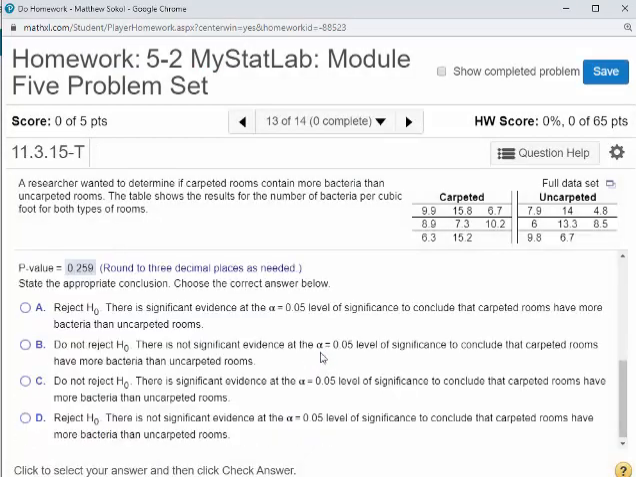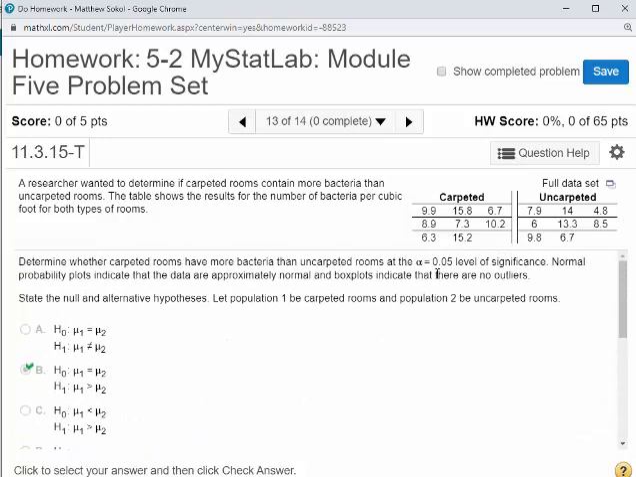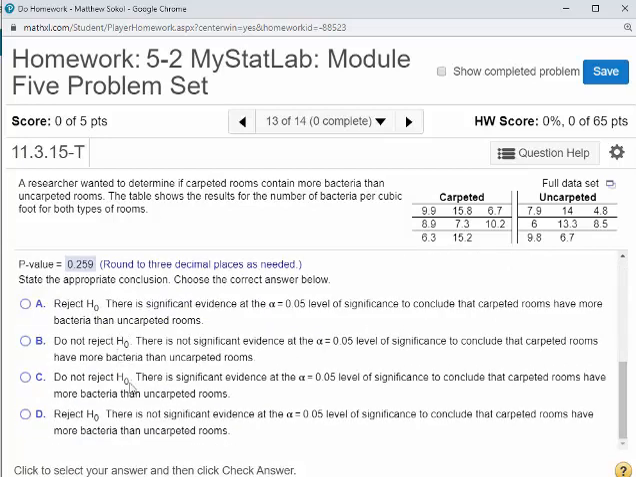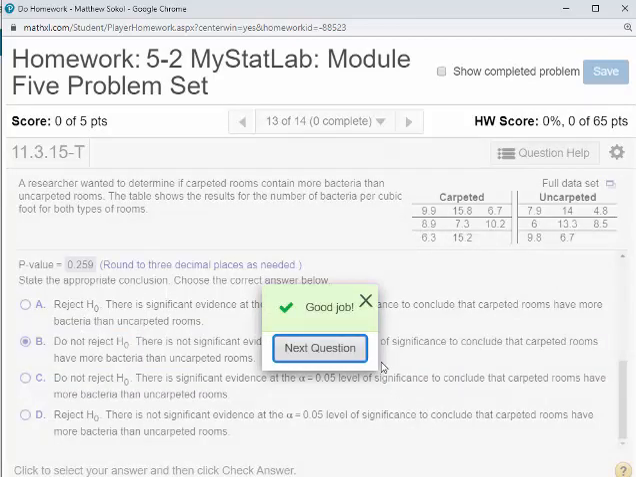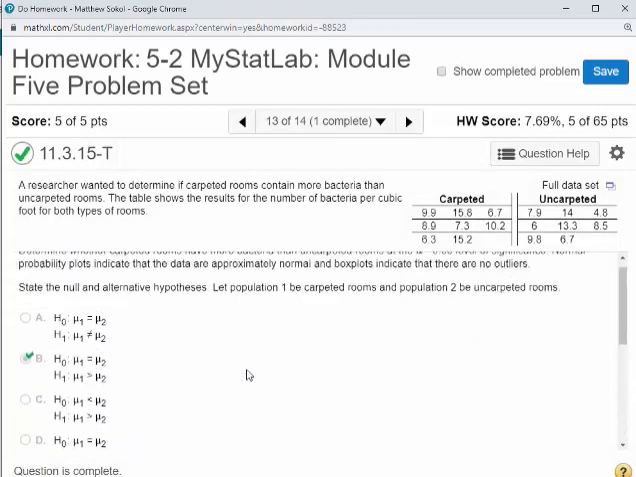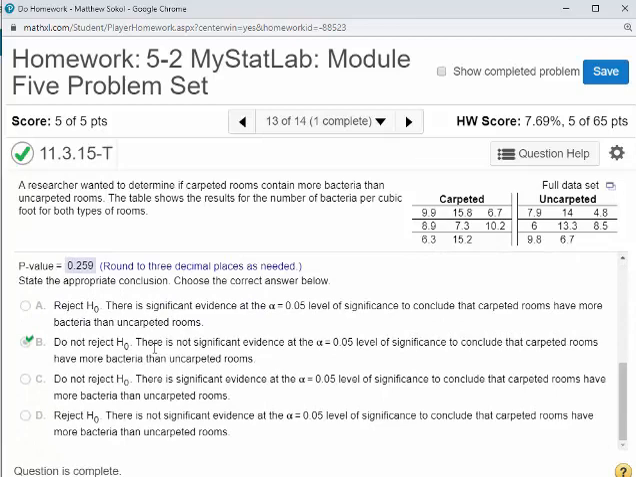Excellent, we got it. So what's our conclusion? Obviously, this p-value is greater than our level of significance. So we are not going to reject the null, because there is not sufficient evidence at this alpha is equal to 0.05 level of significance to conclude that carpeted rooms actually have more bacteria than uncarpeted rooms. Great. StatCrunch, as you can see here, did most of the work for the p-value, and then that just drives the rest of the question.